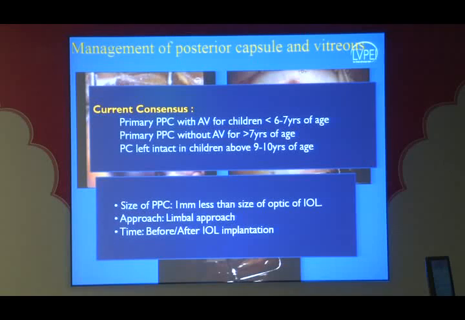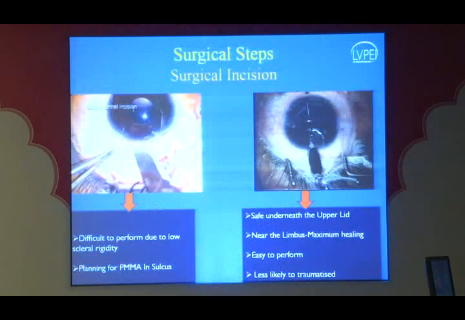As far as the size of the PPC is concerned, it should be 1 millimeter less than the size of the optic of the IOL. And the approach in my practice is preferably limbal, but the pars plana approach is also recommended. Specifically, it is very useful when you are dealing with visual axis opacification that is very fibrotic. You can go pars plana and remove the visual axis opacification very nicely, and you can enlarge the size of the PPC. Timing, again, before or after IOL implantation, depending upon the expertise.